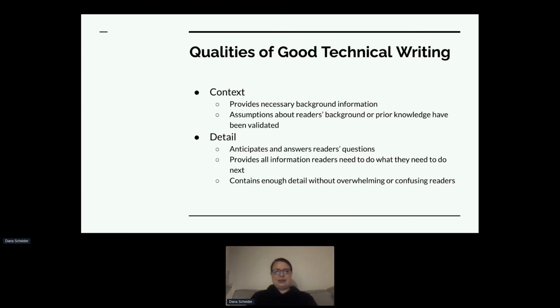Another quality of good technical writing is detail. And detail is a tough one because you want to contain enough detail, but you don't want to overwhelm or confuse readers with irrelevant detail. So this is a really important one to think about. As you're writing, you want to think about, at this point, what questions would a reader be asking? And then answer those questions in your writing. You want to provide all information readers need to do what they need to do next. And I'll talk about that more in a minute as well.